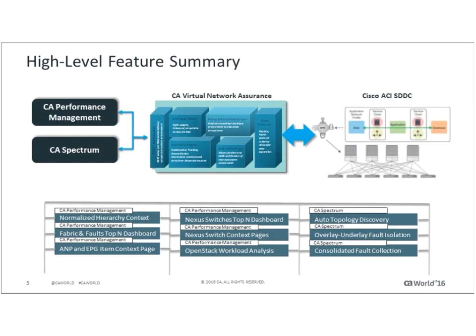So for example, auto-generated group contexts when Cisco ACI devices are discovered by Virtual Network Assurance and pushed into Performance Management. Of course, faults, top-end dashboards, and at-a-glance dashboards to show the health of your Cisco ACI deployments. Context pages applied to the logical ACI components that you will be deploying out there. Of course, supporting Nexus switches from a health perspective and from a context drill-down perspective. And on the Spectrum side, again, doing what Spectrum does best: auto topology discovery, overlay and underlay.